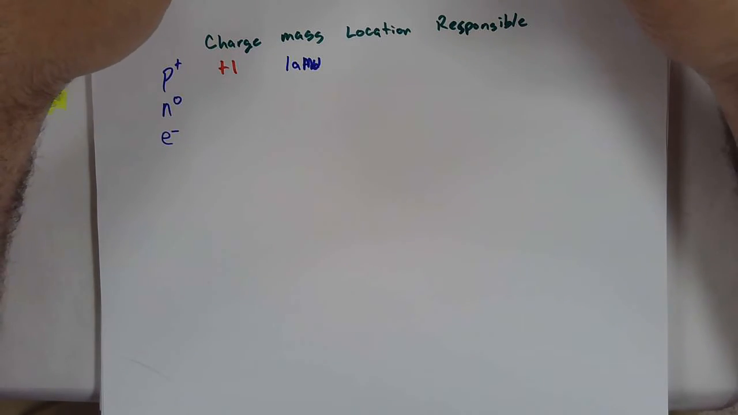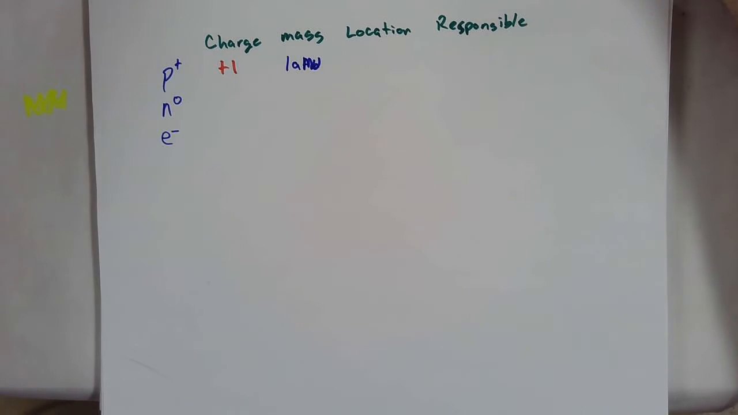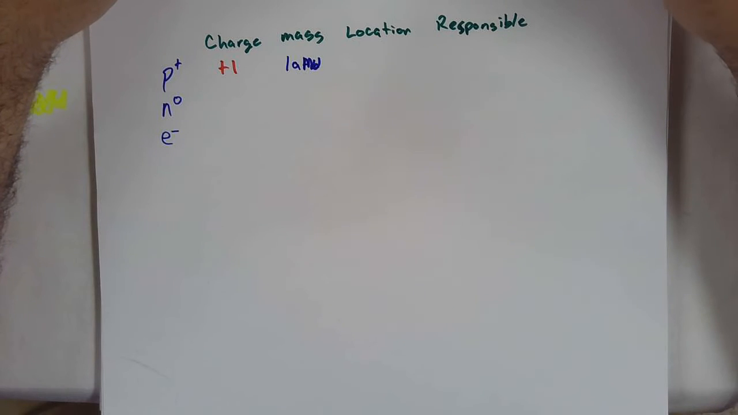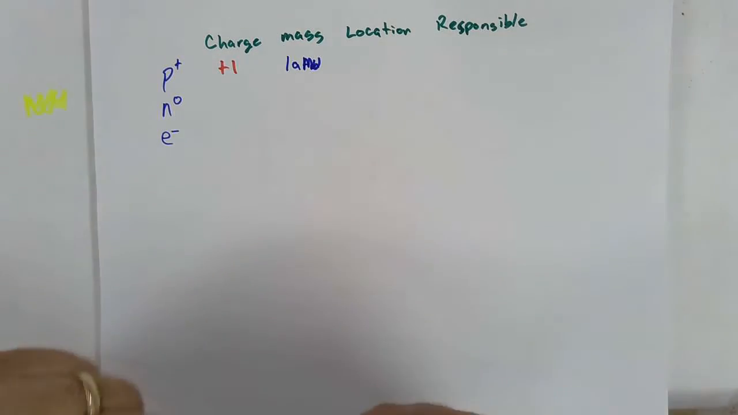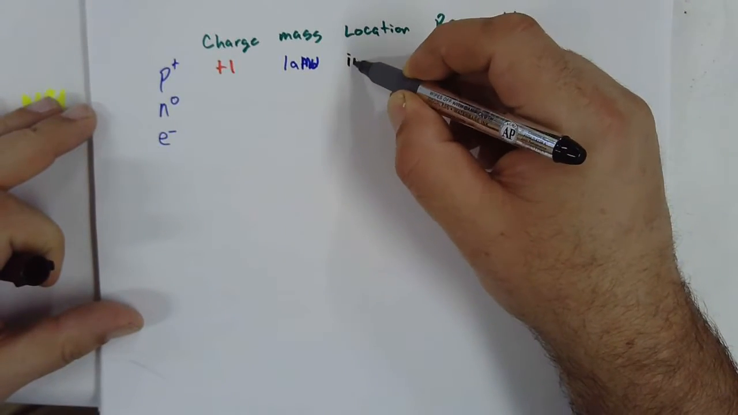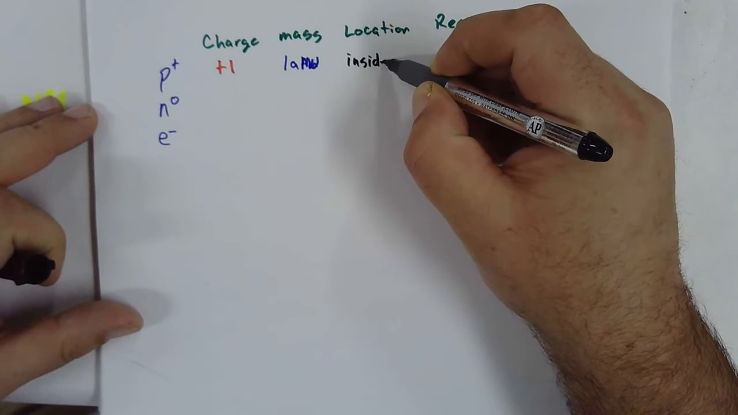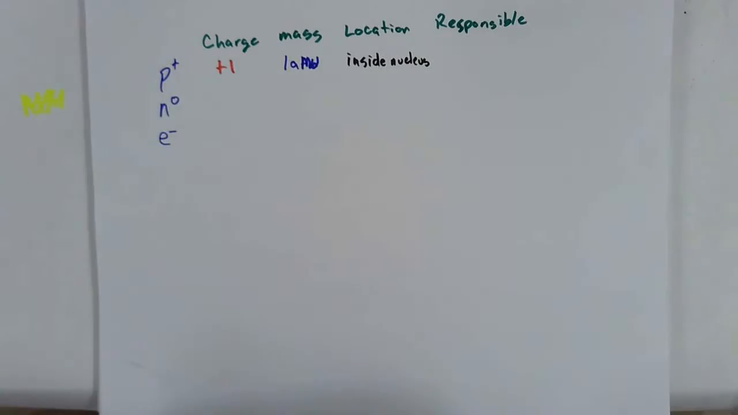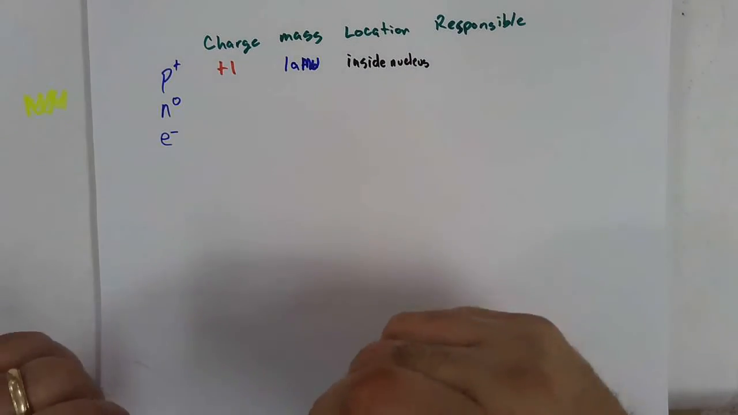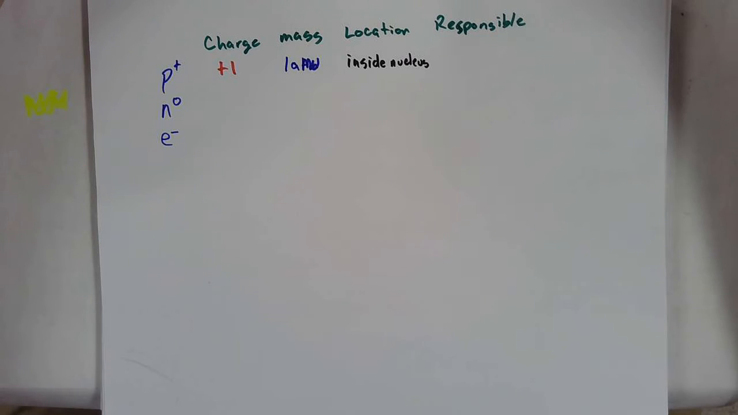What is the location of a proton? Where do we find a proton in an atom? Josh? It's found inside the nucleus. You'd be surprised at how many people today have been saying nucleus. There's no U in between the C and the L. It's nucleus. Excellent.